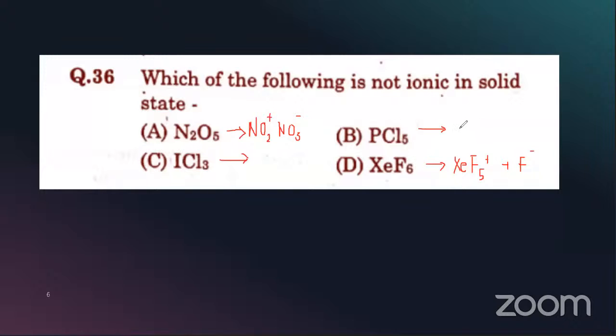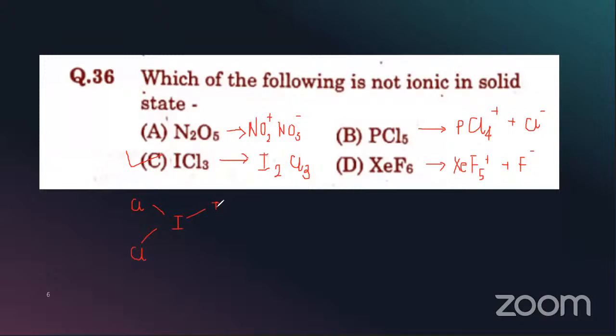The correct answer to this is C, ICl3, because only ICl3 is a compound which exists as a dimer. I and chlorine cannot form an ionic bond, and they always exist as a dimer. If I had to give you the structure, it is something like this. The dimer exists like this.